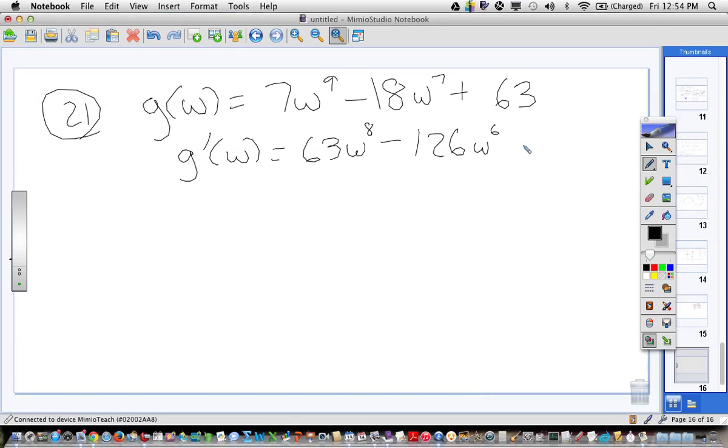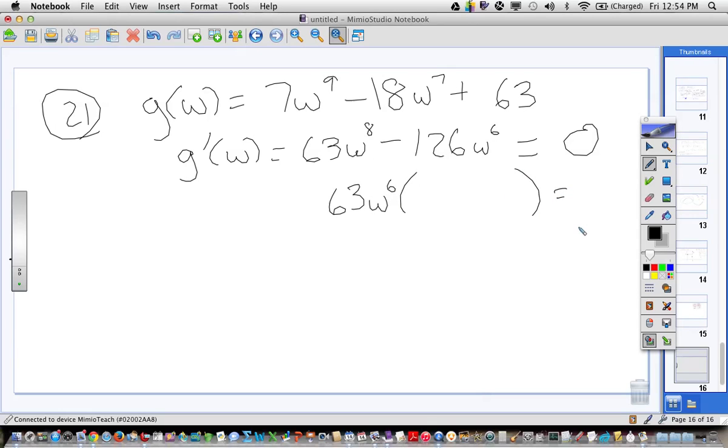All right, then what do we do? Make sure you do that. That is really key. Equals 0. You've got to set that up because we're going to find stationary points. Where does a derivative equal 0? All right, we can factor out a 63w to the 6. You don't have to factor out the 63.